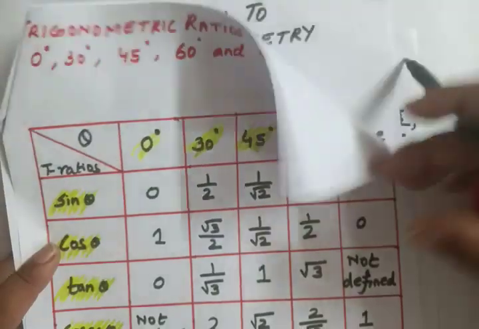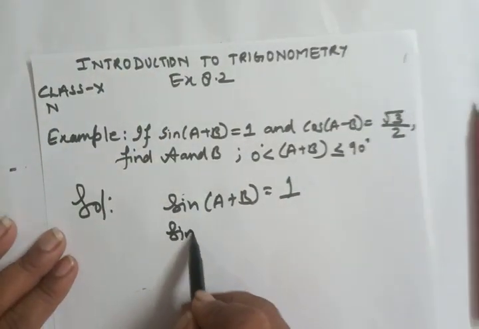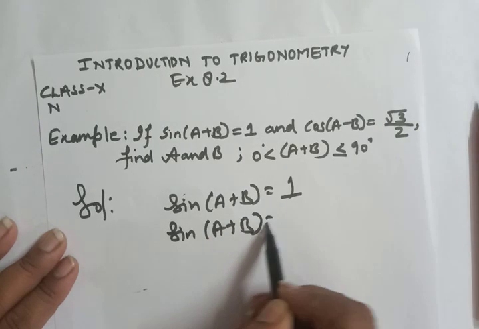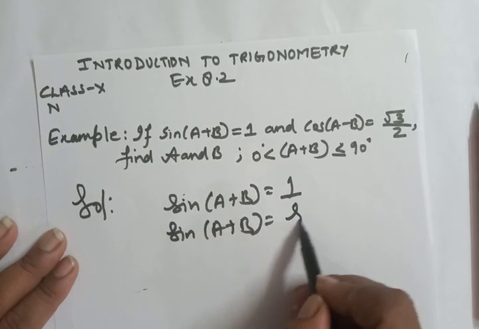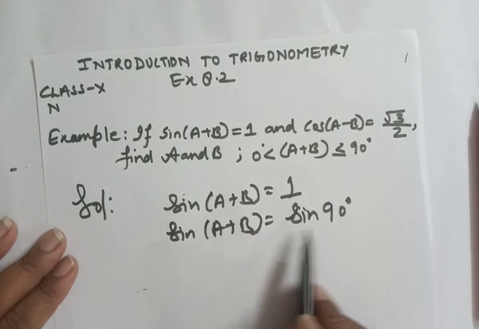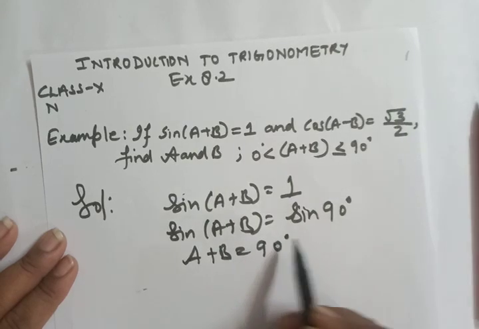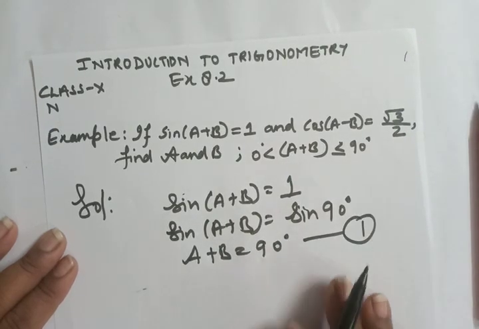So what can we write? Sin a plus b, instead of 1 what will we write? Sin 90. It means sin a plus b is equal to sin 90. It means the value of a plus b is equal to 90 degree. Yes, so this becomes the very first equation.